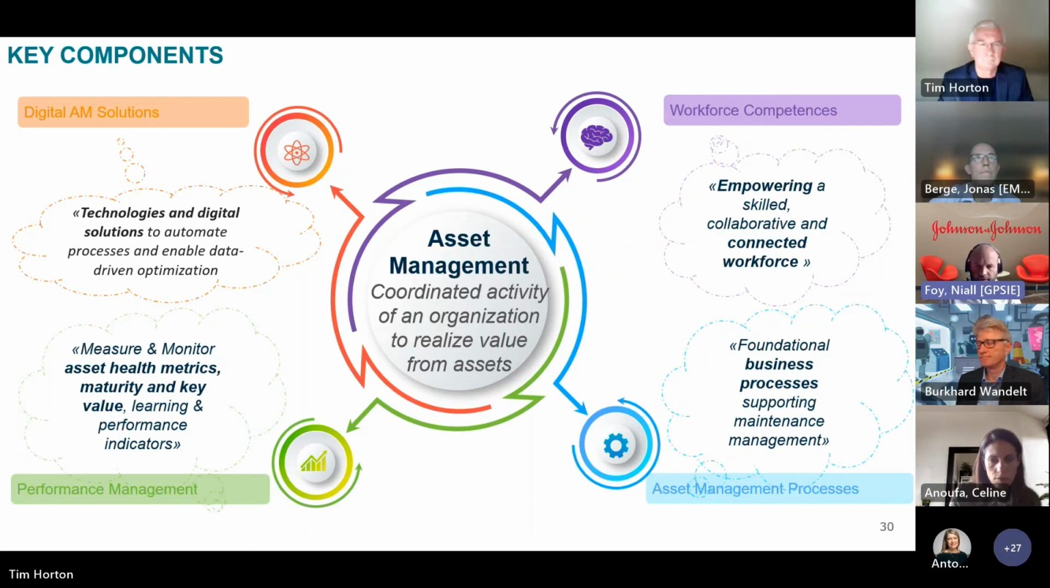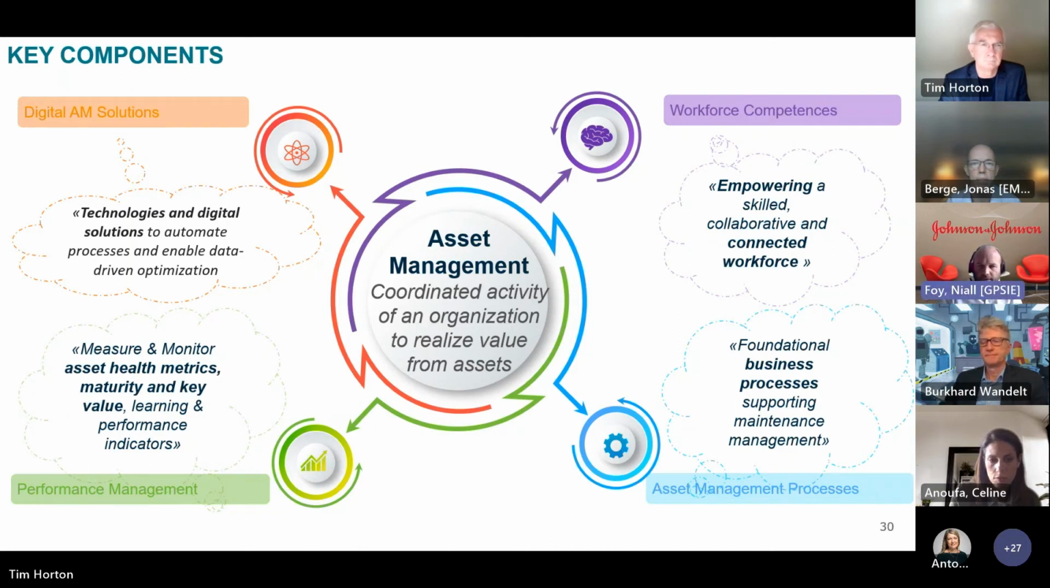The key components of our asset management program. So down the bottom on the right, we start with asset management processes. So what are the fundamental processes that we need, the business processes that we need to integrate into our everyday business, so that we can make a difference? Have we got the workforce competencies? So have we got an empowered, skilled, collaborative, and connected workforce? Empowered. Are we allowing our teams to identify innovation? Are we working with our teams to get at innovation? Are they skilled to drive that innovation?